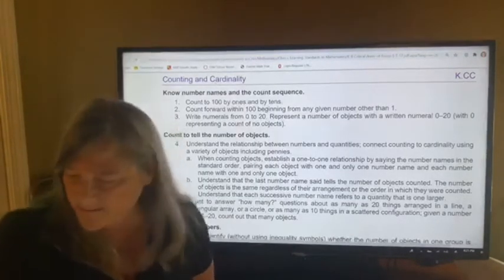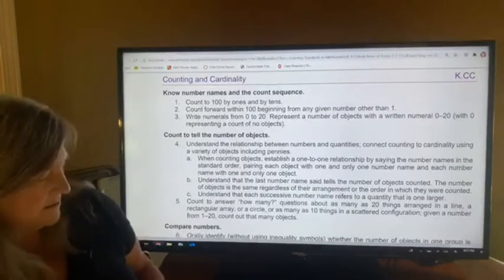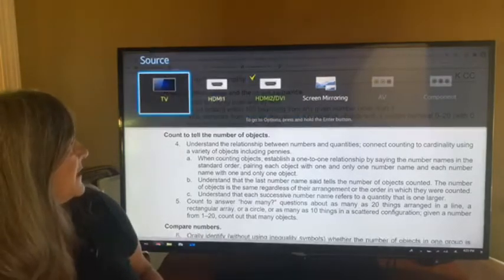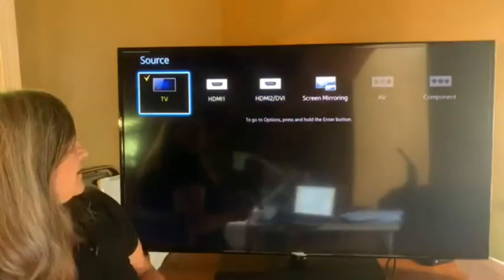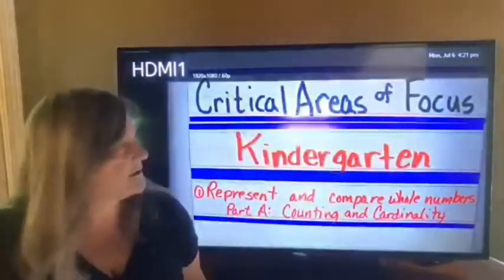So I'm going to now switch over to, I believe, our working document. All right, so now we're going to work on what these different things mean.